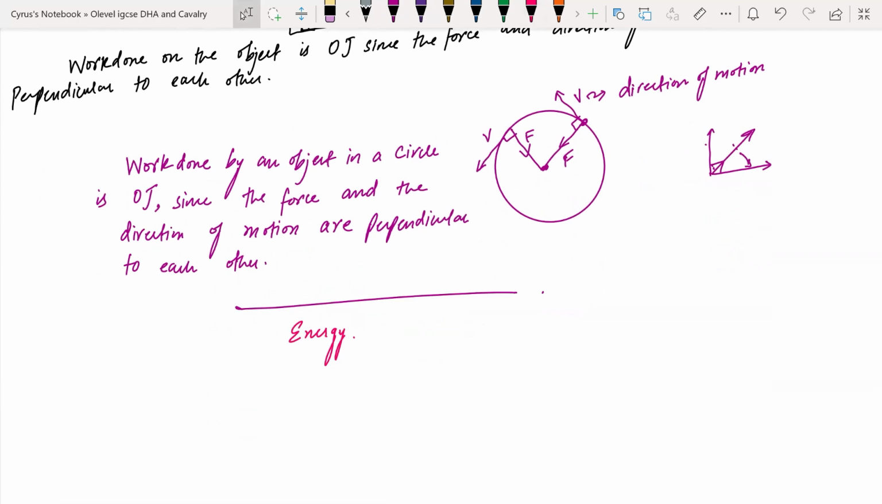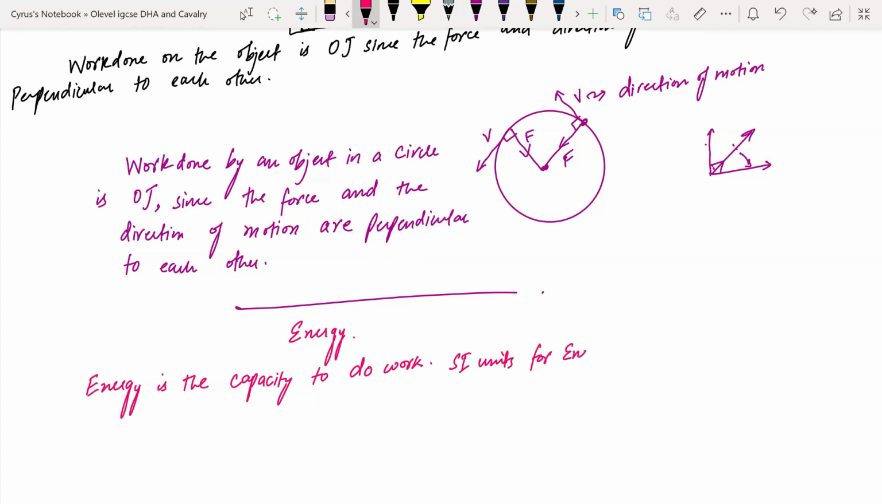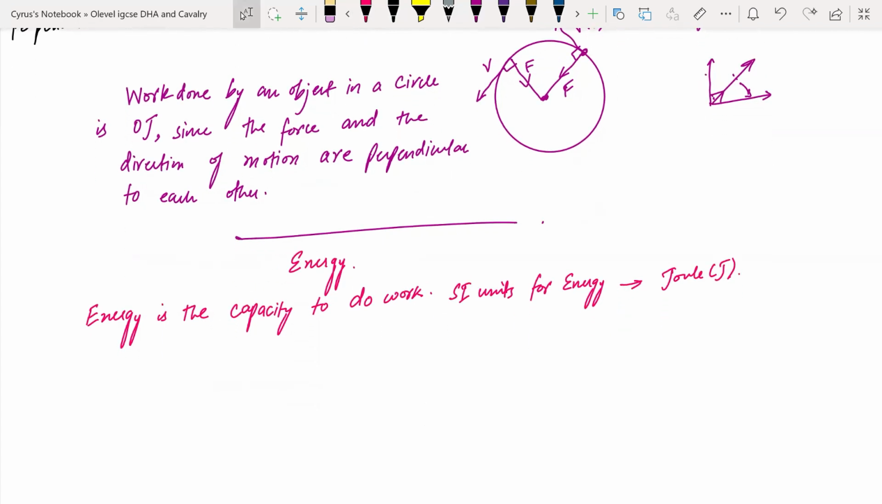You should know that without energy, you can do nothing, right? You cannot do any work. So energy is basically the capacity to do work. They are the same thing, right? They have the same units, and you should know that the SI unit for energy is joule, right? There are different forms of energy that we have.